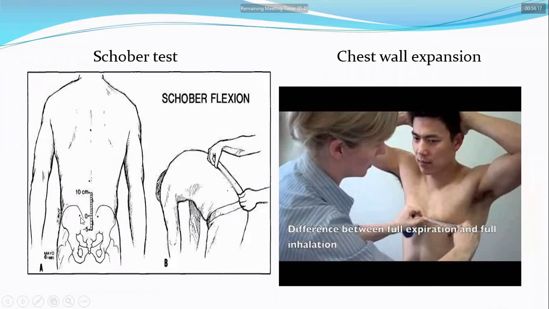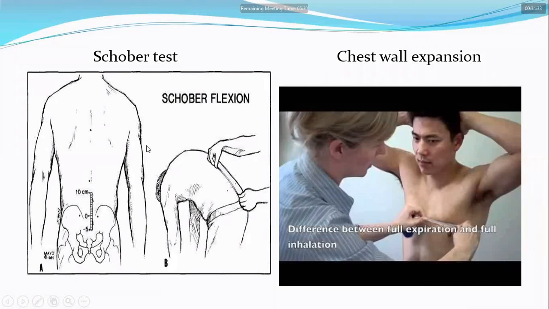Okay, this is the posterior sacroiliac joint, and the center of it will be marked as 0, and we mark 10 centimeters above. Then we'll ask the patient to bend forward, and the excursion or the movement should be more than 5 centimeter. It should be more than 15 centimeter in total to say it is normal.